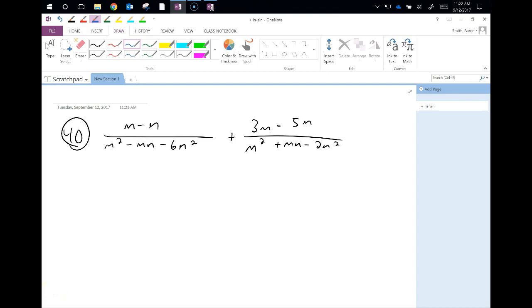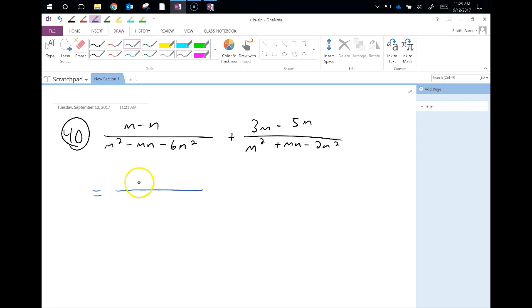On number 40, we want to add these two expressions that involve m and n, and it kind of looks like a pain because of all the different m's and n's floating around. But remember, our goal is to get a common denominator, and then it's not too hard to add these two together. So what I'm going to do is try and factor everything I can before I move on.